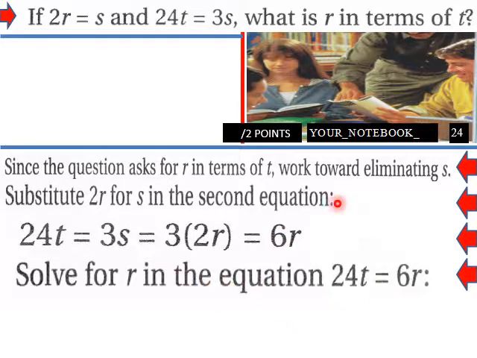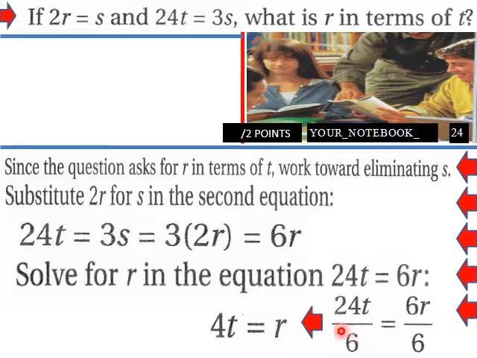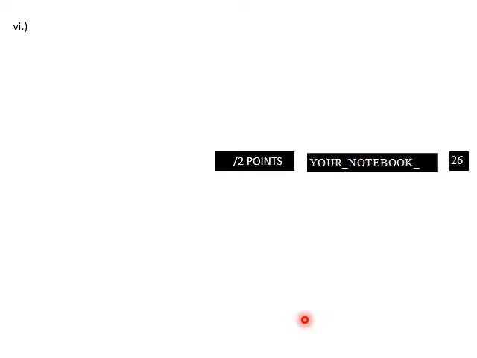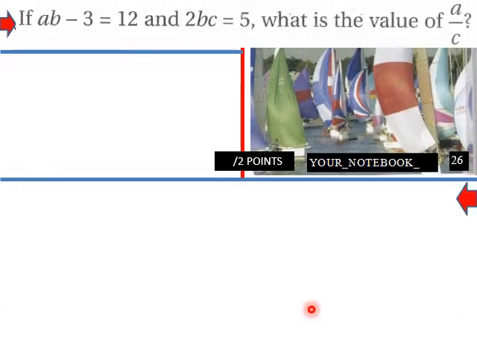Solve for r in the equation 24t equals 6r. So we have 24t equals 6r. We divide through by 6. We get 4t. We can stick that one back now.